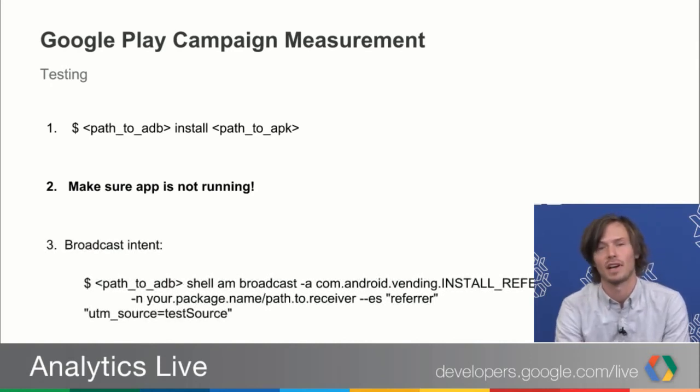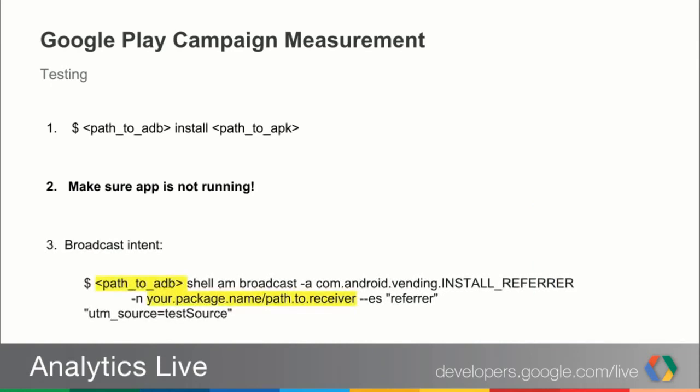And then the third is we're actually going to broadcast the intent. Right, so again, it's kind of the same thing. You're going to have your path to ADB. Then you broadcast the intent. You have to specify your package name and also the path to the receiver. And then you tack on this string extra that's named referrer, and then you can add your UTM parameters and values. You don't really need to do too much here. You can actually just do utm_source equals whatever value you want. That's really the only required field, and that's good enough for the purposes of testing.